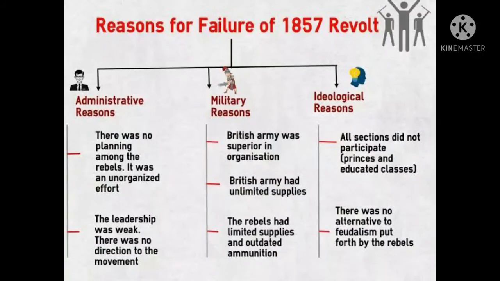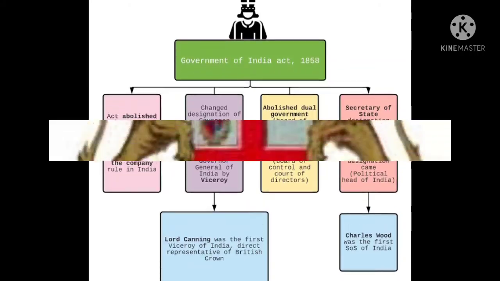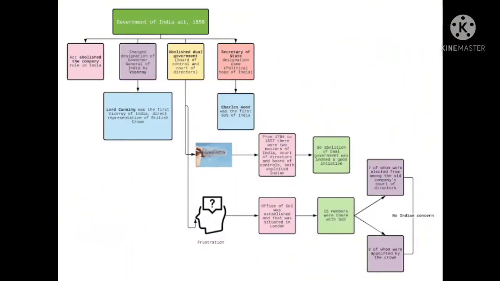So now let's look at the British policy after the revolt. British policies in India underwent major changes after 1858. All these changes were made to strengthen their hold over India and prevent another countrywide uprising. In August 1858, the British Parliament passed an act by which the rule of the English East India Company in India came to an end. The act transferred all administrative powers to the Crown.